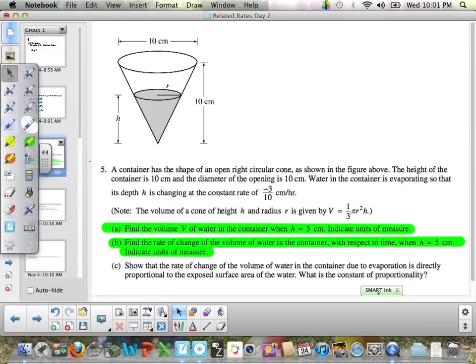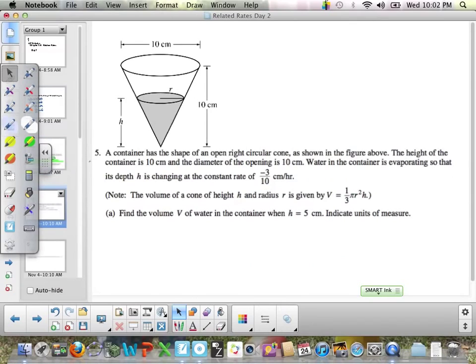All right? This is, a container has the shape of an open right circular cone as shown in the figure above. The height of the container is 10 centimeters and the diameter of the opening is 10 centimeters. Water in the container is evaporating so that its depth h is changing at the constant rate, negative 3/10 centimeters per hour. Notice they give us equations, so we don't need to know the volume of a cone. All right? So find the volume of water in the container when h equals 5 centimeters, indicate units of measure. B, find the rate of change of the volume of the water in the container with respect to time when h equals 5, indicate units of measure.